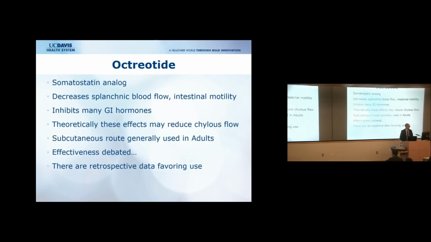So octreotide, as we know, is a somatostatin analog. It decreases splanchnic blood flow and intestinal motility. It inhibits many GI hormones. Theoretically, this may reduce chylous flow because of these effects. The effectiveness of this, as has been discussed in the pancreatic setting, is certainly still debated.